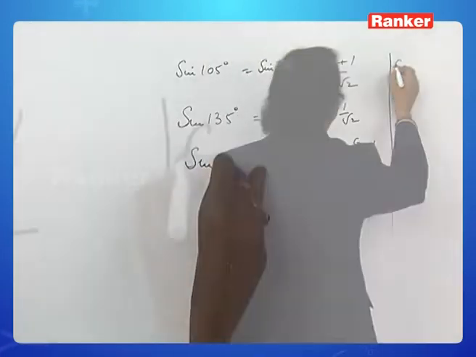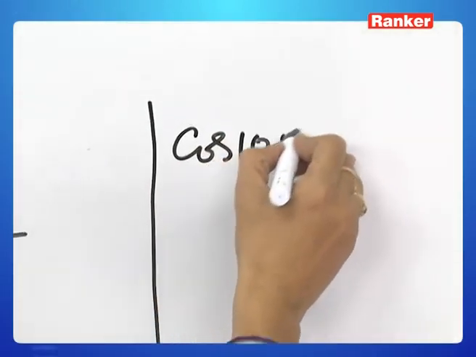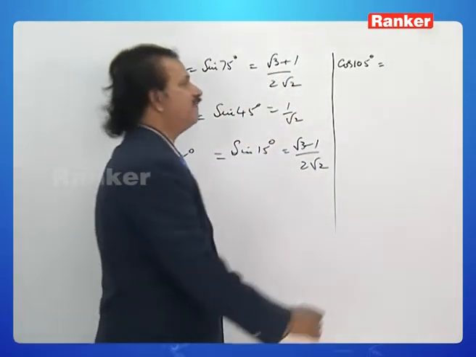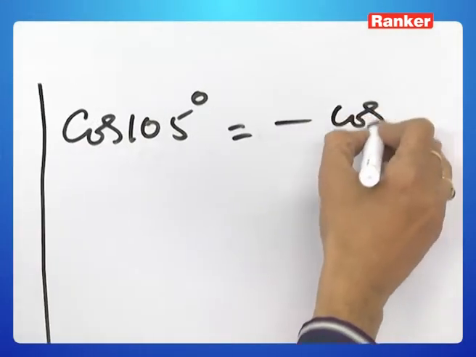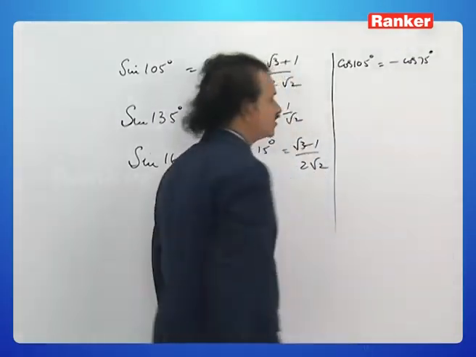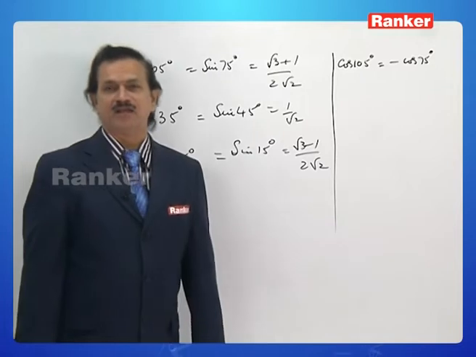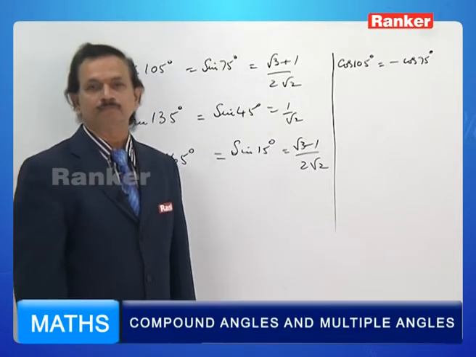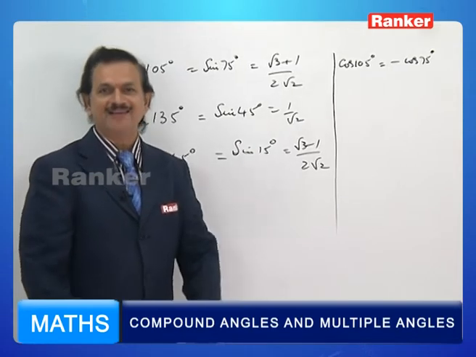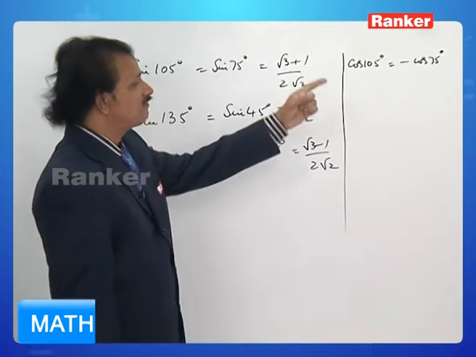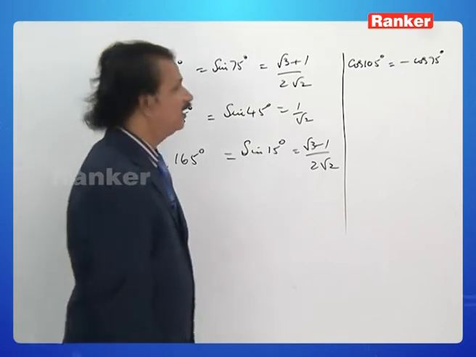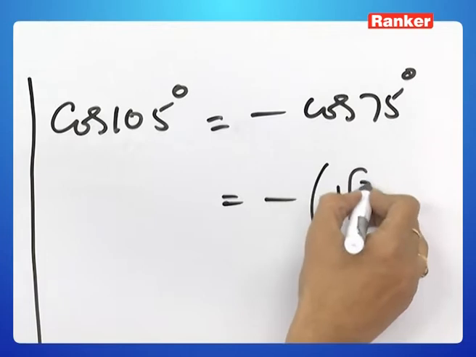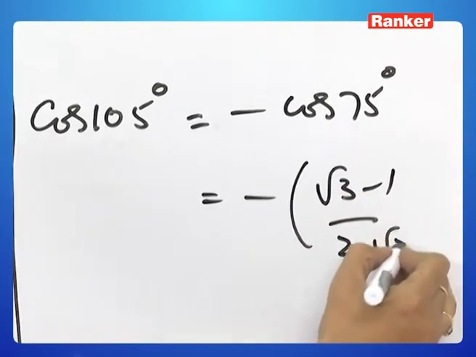I like to have cos 105 degrees. Cos 105 degrees is equal to minus cos 75. Why should you have it like that? If A and B are supplementary, then cos A plus cos B is equal to 0, or cos A is equal to minus cos B. Cos 105 is minus cos 75. Cos 75 is nothing but sine 15. So minus of root 3 minus 1 by 2 root 2.